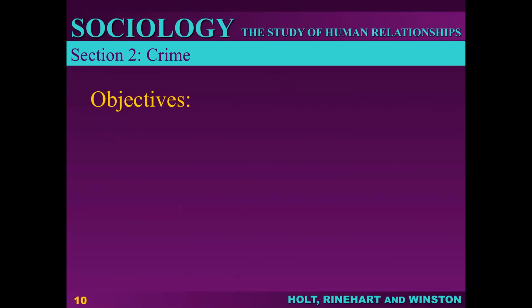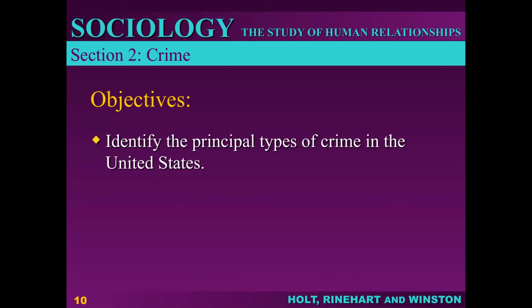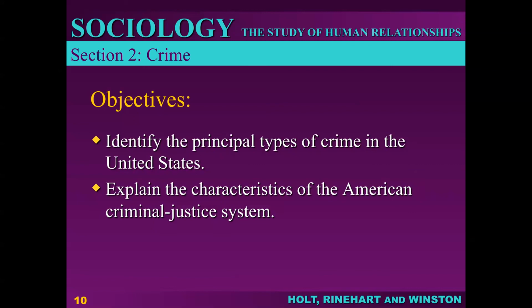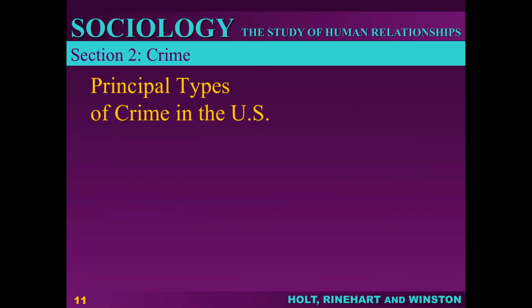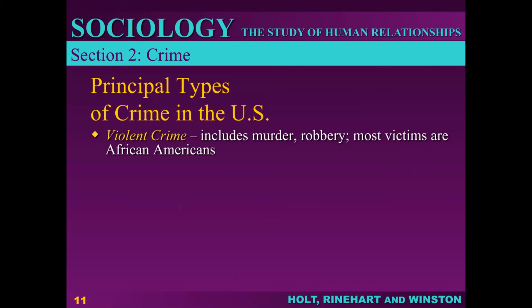Section 2, dealing with crime, 2 objectives. First one, identify the principal types of crime in the United States. Second objective is explain the characteristics of the American criminal justice system. The principal types of crime in the United States, there are 5.